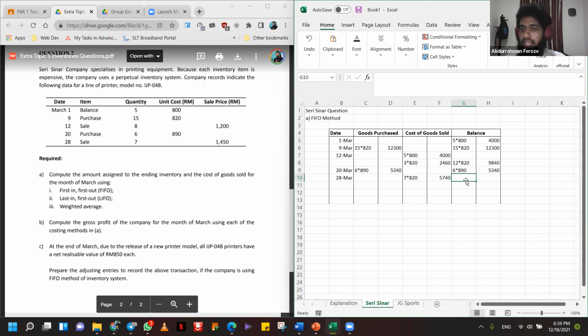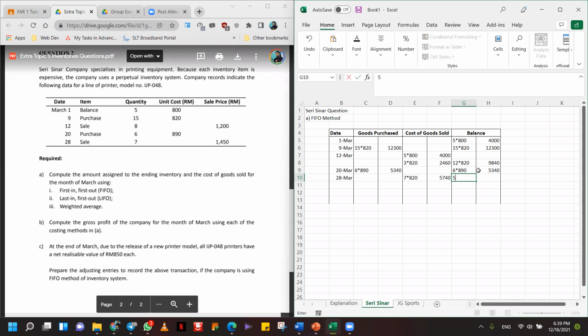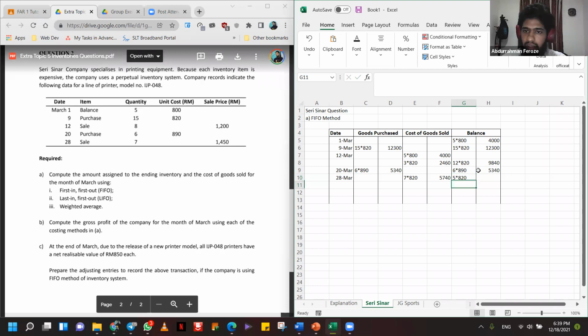Okay, now what would be the ending inventory here? We had 12 before. Now we use up 7 of it. So how much will we have here? 5, right? Yeah, we'll have 5. Okay, 5 into 820. And then we have, of course, these 6 we had not touched before, because all the 7 that we sold were covered from the earlier inventory. So 6 into 890.